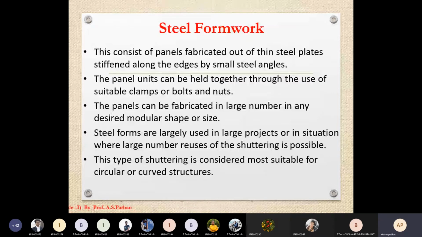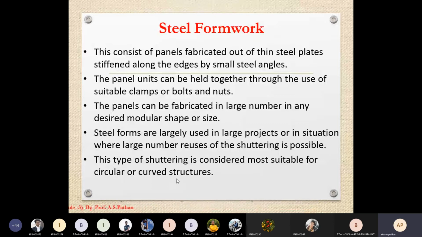The panel units can be held together through the use of suitable clamps or bolts and nuts. So we require nuts and bolts to clamp all the steel plates with each other. For this fabrication and assembly, we require clamps, nuts and bolts. The panels can be fabricated in large numbers in any desired modular shape and size. Steel forms are largely used in projects or situations where a large number of reuses of the shuttering is possible. This type of shuttering is considered most suitable for circular or curved structures.